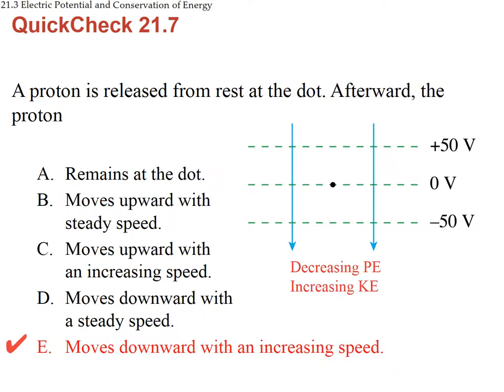Well, of course, being a positive charge, it will go to lower values of the potential, and there's going to be an electric field pointing down, and that introduces a force, which means that as the potential decreases, the kinetic energy increases. So it will be moving down with an increasing speed.